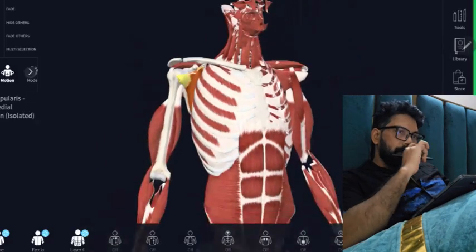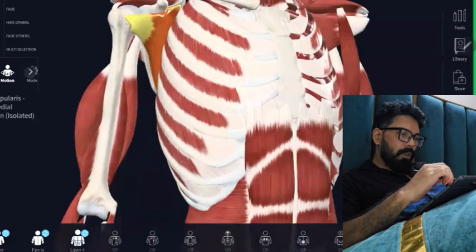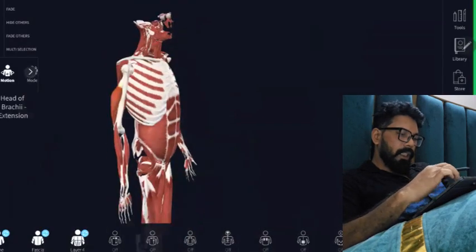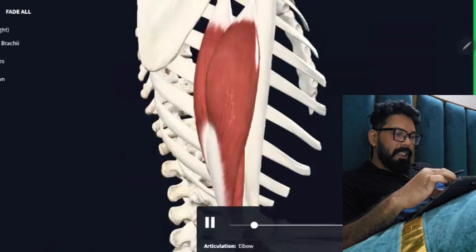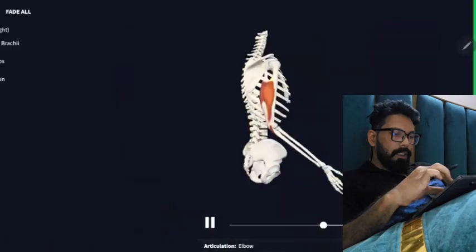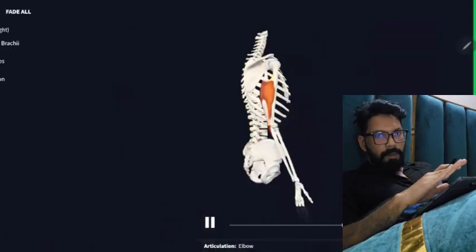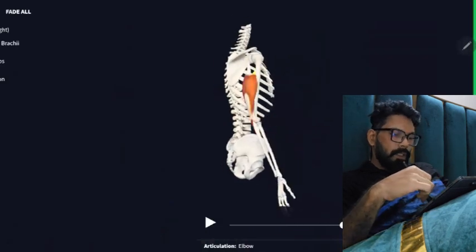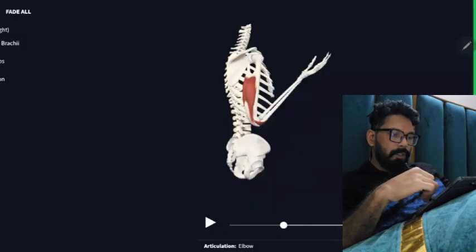Now what we do, we go to... We all know this is triceps. Should we see the action? I love to see the actions. Let me show you a little bit. See, triceps is pulling the hand, extending your elbow joint. Simple. So from here, triceps will do your hand like this.